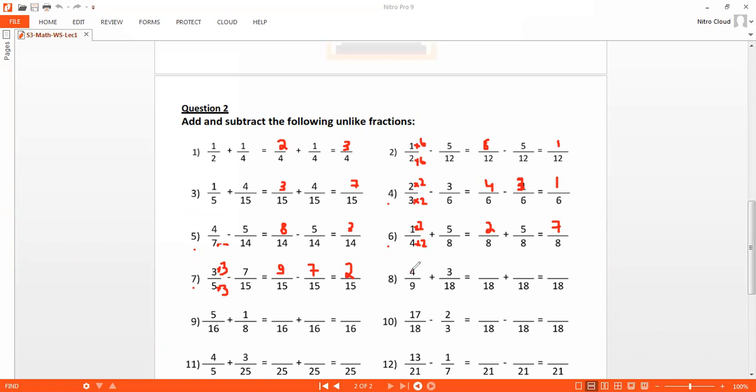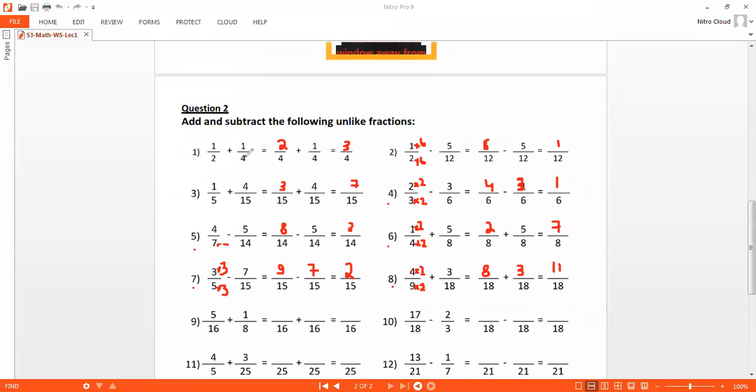Miss, where? Number 8. Yes. 4/9 plus 3/18. 9 times 2. Excellent. So we multiply the first fraction by 2. So what do I get? 4 times 2 equals 8. Very good. 8/18. What about the second fraction? It's 3. Very good. Now the final answer is? 11. Very good. Excellent, Muhammad.